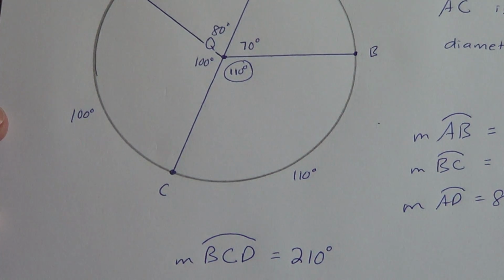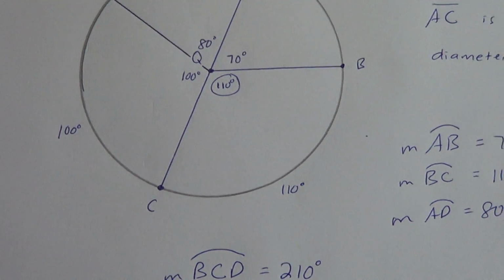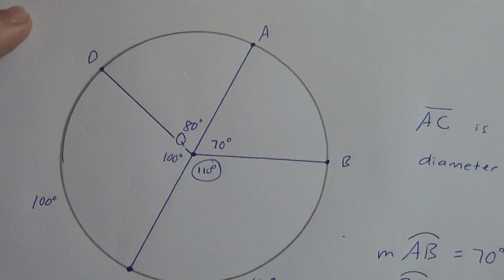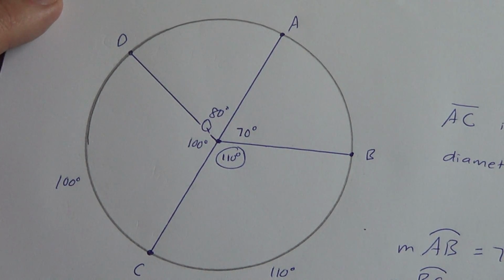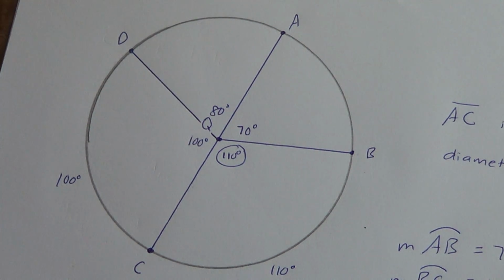All right, what about a semicircle? Remember, a semicircle is exactly half of the circle. So where could we start in this picture if we wanted to do exactly half of a circle? Hopefully you said we could start at A, or maybe you said we could start at C. We could start at A or C, and then we're just going to end at the other one. If I start at A, I'm going to end at C. If I start at C, I'm going to end at A.